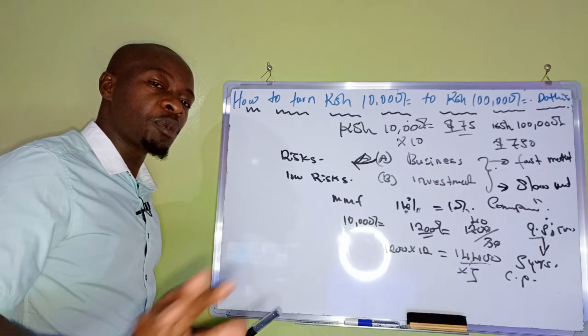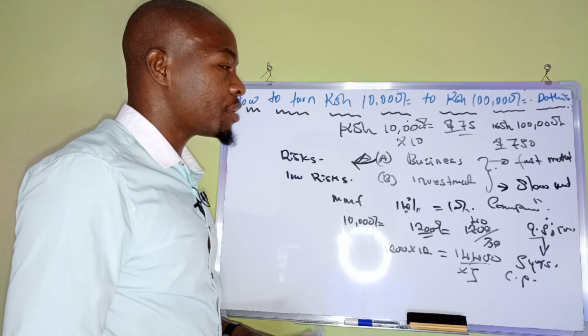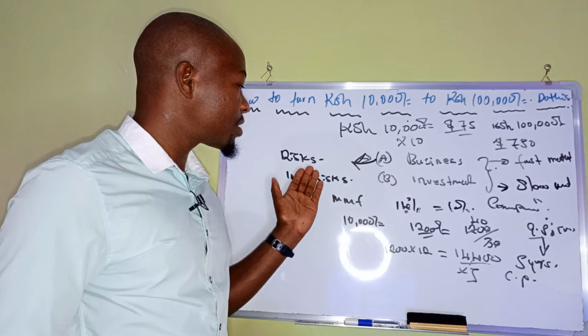So guess what now? This is what we can do right now. If you have 10,000 somewhere, you put it in a money market fund, which is giving you a flat rate of 10%.